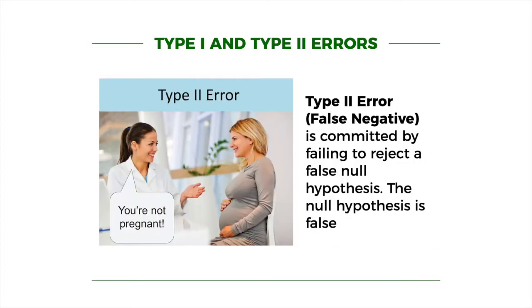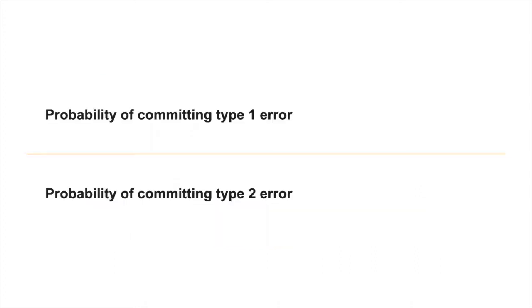On the other hand, the second type is the type 2 error, or false negative. It is committed by failing to reject a false null hypothesis. The null hypothesis is false to begin with. The probability of committing a type 2 error is beta. Type 1 error is symbolized by alpha, and type 2 error is symbolized by beta. If you notice, in our earlier discussion with statistical inferences, we already included alpha in our computation when we used the t-distribution table.